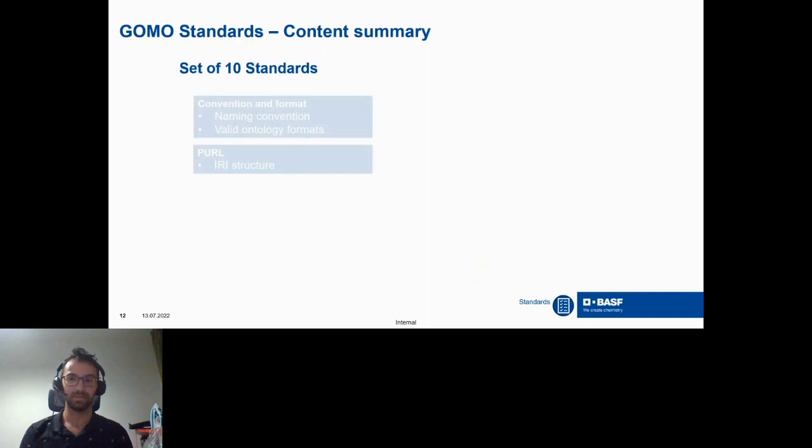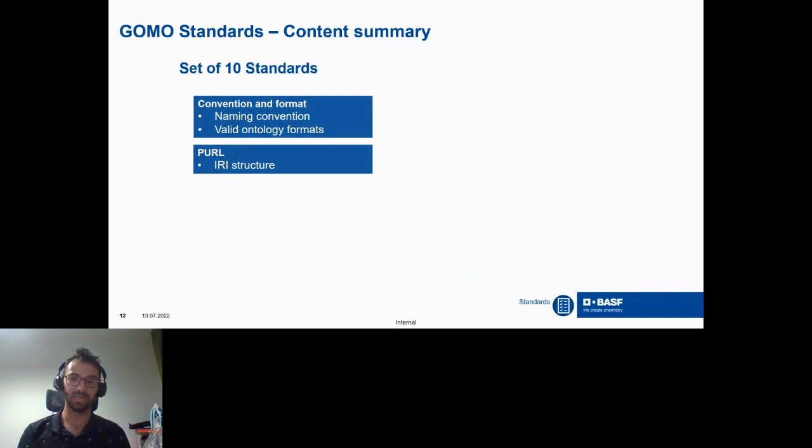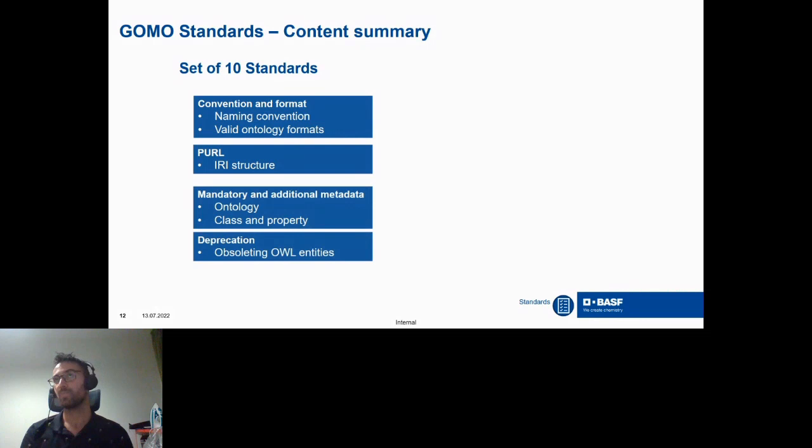First, we have the convention and format, which refers to the naming convention of any text in the ontology, as well as what the valid ontology formats are, for example, OWL version 2. We also have a standard for defining the structure of the ontology IRI, which is applied to all of the ontologies that have been developed internally. The next block sets out what kind of mandatory and additional metadata an ontology and also its components should have. That is to say, we could have ontologies that must have a title, a creator, a specific license, etc. And as obsoleting entities is a common task for ontologies that are in a production environment, we are also taking care of what steps must be followed to perform this deprecation process.